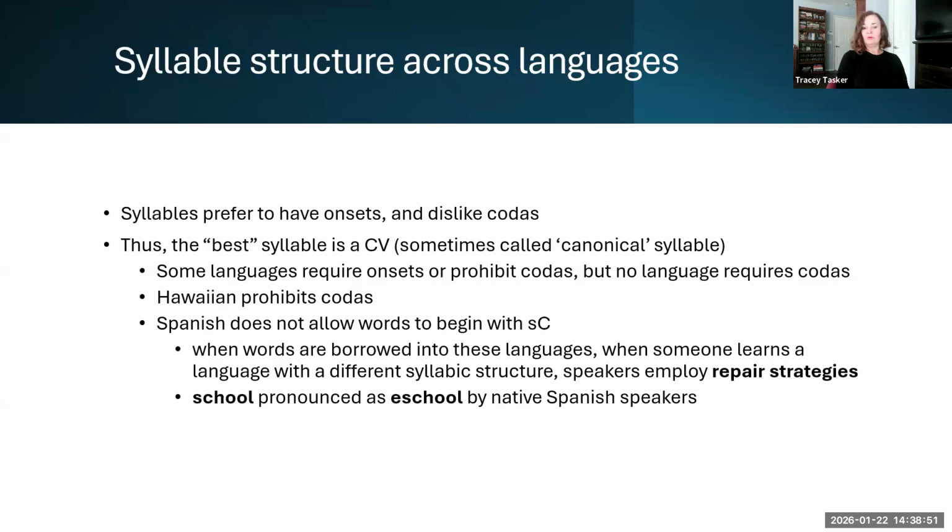An example here is a different syllable shape. Spanish does not allow words to start with the SC cluster. So what that means is that when someone tries to pronounce a word, they're going to try and repair it based on what they know from their own language. So for example, school is going to be pronounced as eschool, because they're going to try and make sure that it's consistent with the syllable patterns in their own language.